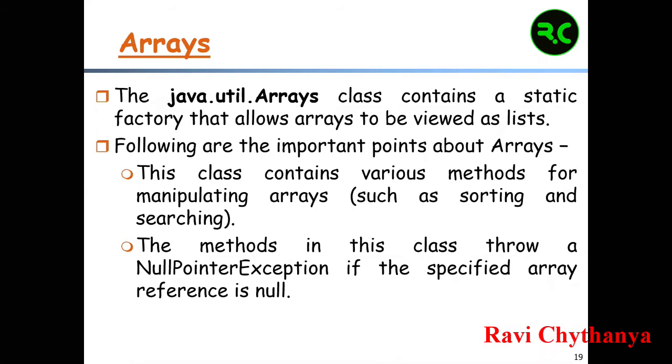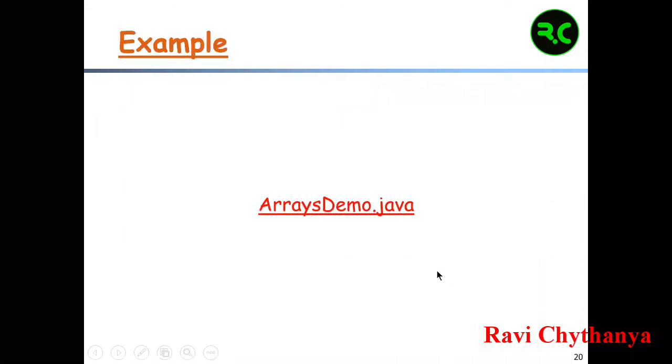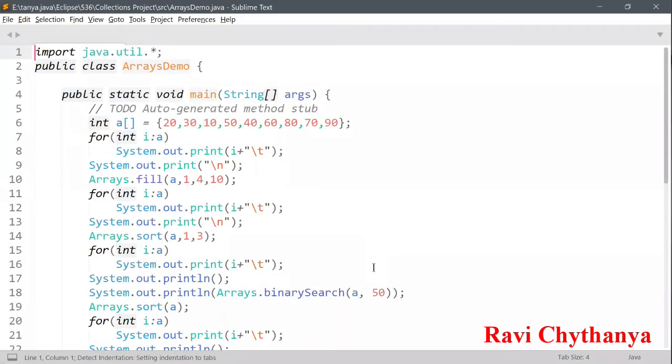This class contains various methods for manipulating arrays, such as sorting and searching. The methods in the class throw a NullPointerException if the specified array reference is null. Here we will look at one example, which contains an integer array of 9 or 10 elements. We are going to print the array elements first.